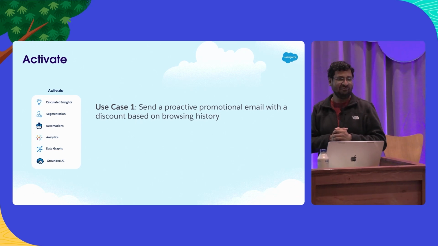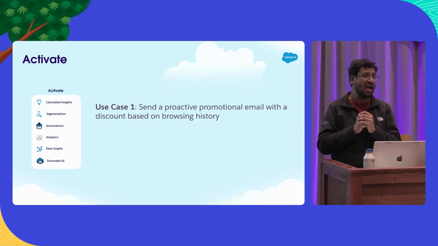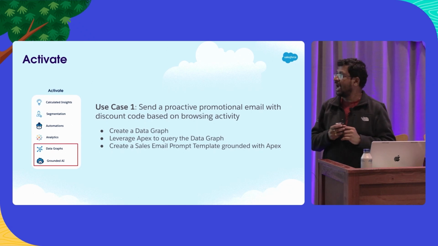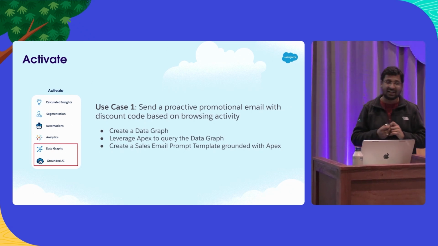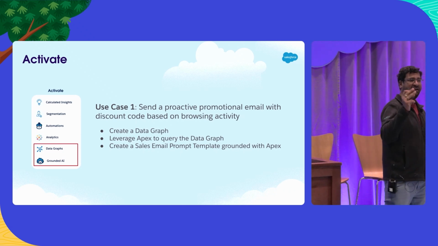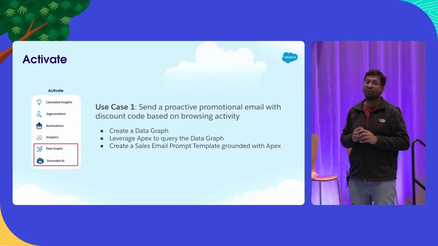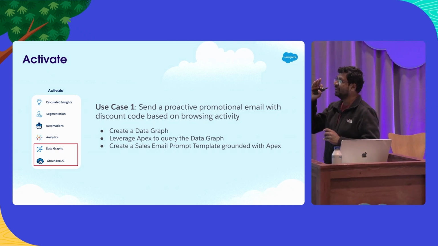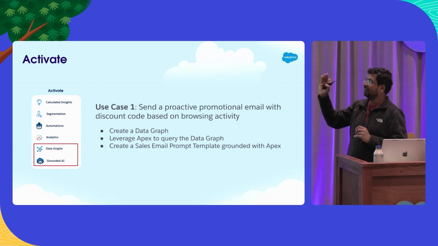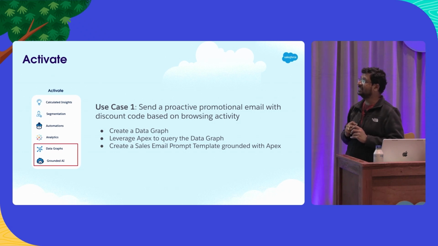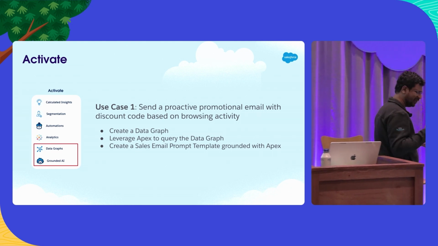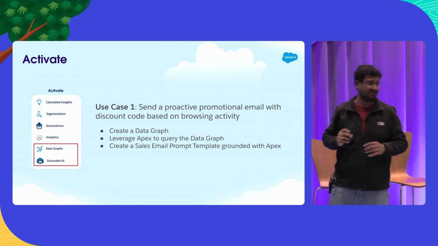So we want to see, based on the interactions, I want to create a promotional email. For that, I'm going to use a concept called data graphs, which is again a concept in your Data Cloud. I will explain what it is, and then we are going to ground it with the AI. So we are going to do 3 steps very quickly here. I've already done it. I'll show how I've done it. The first one is we'll create a data graph. The second one is leverage Apex to query the data graph, and then create an email prompt template. Steps might look really complex. Don't really worry about it. Let's see how it is done.